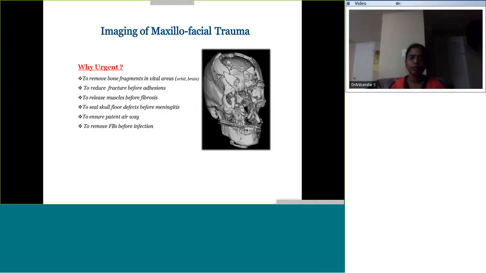So, the main aim of this reporting is to help the surgical planning. We have to aim in reporting to remove the bone fragments in the vital areas, especially in the orbit, to reduce the fractures before adhesions, and to release the muscles before fibrosis, especially the extraocular muscles, and to seal the skull floor defects before meningitis sets in, and to ensure patent airways, and to remove the foreign bodies before infection sets in. This is the main goal of the reporting.